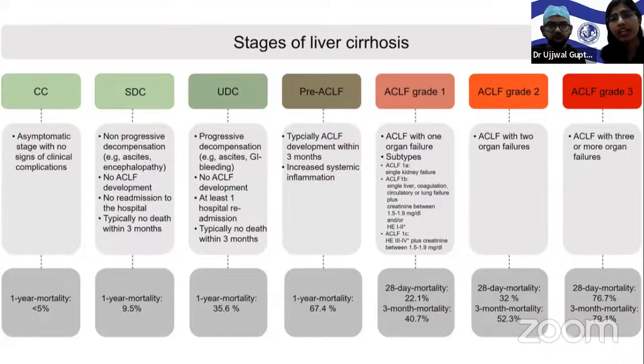And one is the pre-acute-on-chronic liver failure stage. There is increased systemic inflammation, and it develops within 3 months. In acute-on-chronic liver failure, they divide into grades 1, 2, and 3 depending on how many organs are affected. In grade 1, only 1 organ is affected, whereas in grade 2, 2 organs are affected. In grade 3, 3 or more organs are affected. And the 1-year mortality rate increases with the stage.